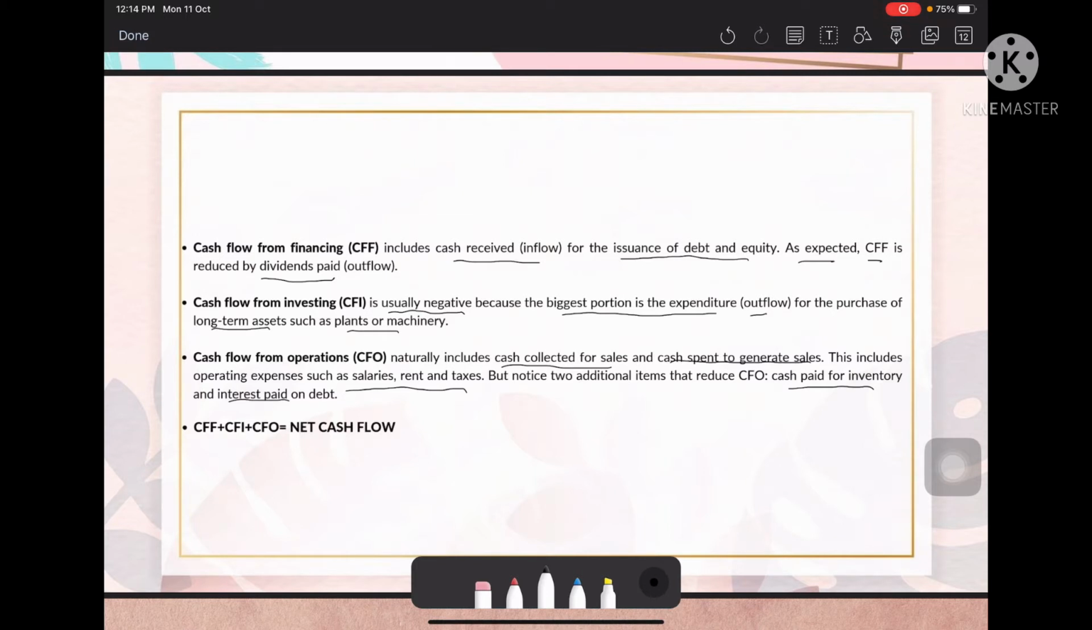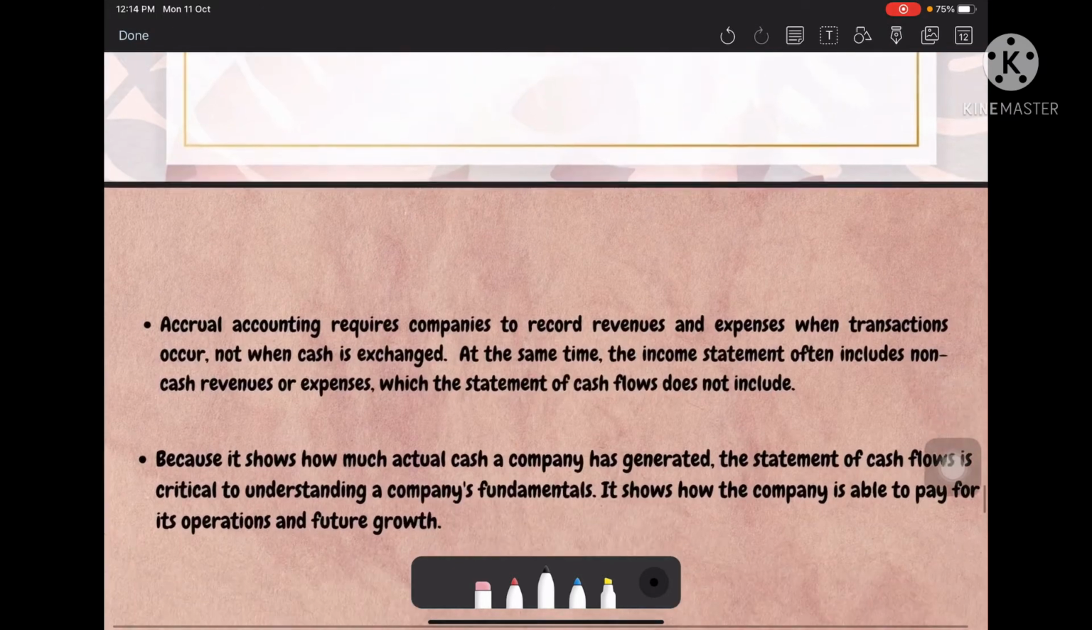So the CFF, cash from financing, plus cash from investing, plus cash from operation, is equal to the net cash flow. So we add up the net from CFF, the net from CFI, and the net from CFO to get our net cash flow.